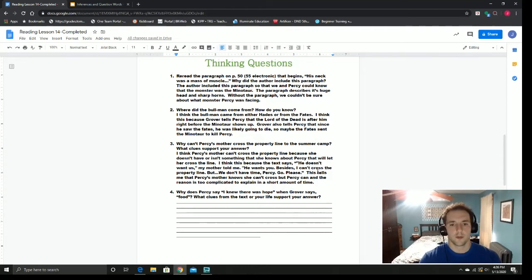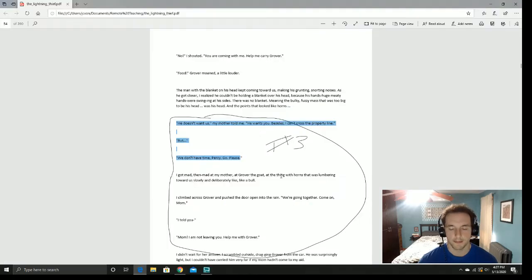Alright. Last question. Again, one more inference, a smart guess based on what the text is saying. Why does Percy say, "I knew there was hope," when Grover says, "food"? What clues from the text or your life support your answer? So pause the video, go back into the text, find where it says this, and try to figure out why Percy says it. All right, dive back in.